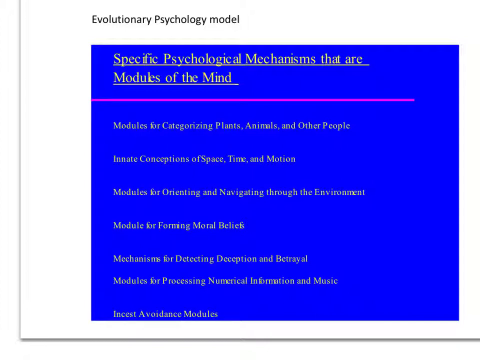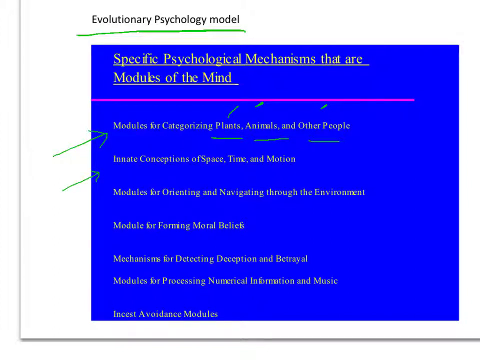The lists go on, and even between these two slides they are not an exhaustive list of all the specific psychological mechanisms, although they do grasp a good majority of the ones that evolutionary psychologists spend their time thinking about. Modules for categorizing things like plants, animals, and other people. You need to be able to tell these kinds of things apart, right? And again, you can see how that relates to our ancestral environment.